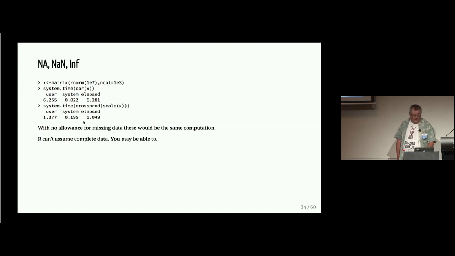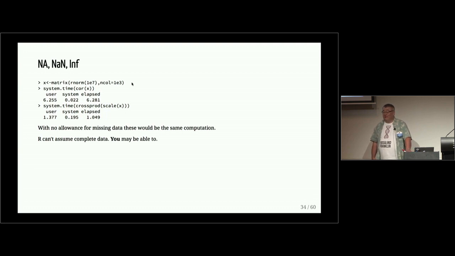So here we've got an example, a matrix that's 1,000 by 10,000. So 10,000 rows, 1,000 variables. We're looking at the correlation matrix, and it takes about 6 seconds. If we just do this by scaling the variables to have zero mean and unit variance, and then just taking the cross product, then it takes about 1 second. Those would be equivalent if there was no missing data.